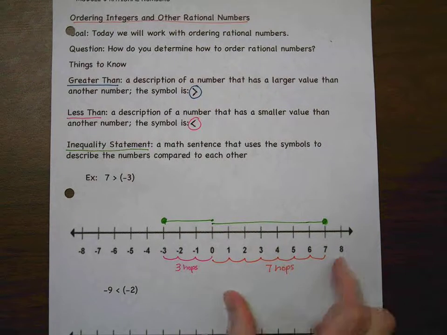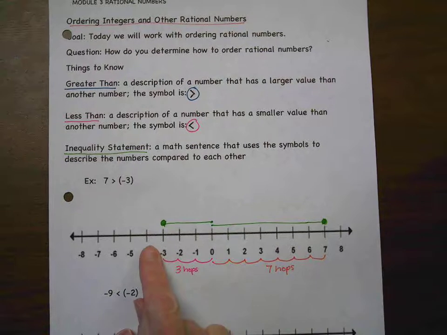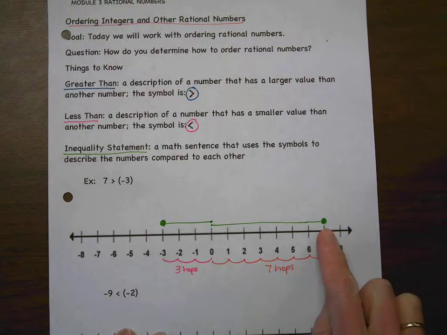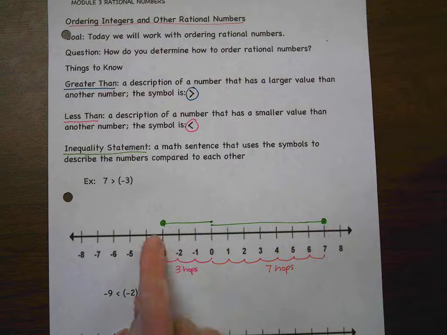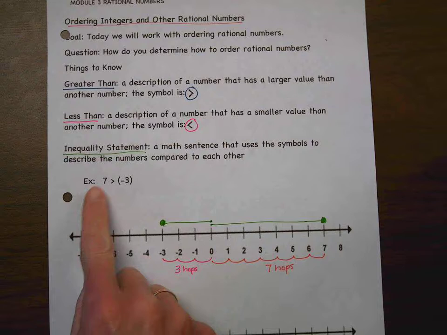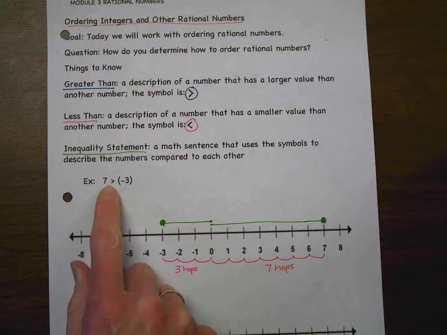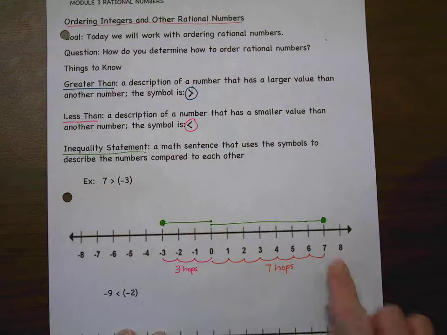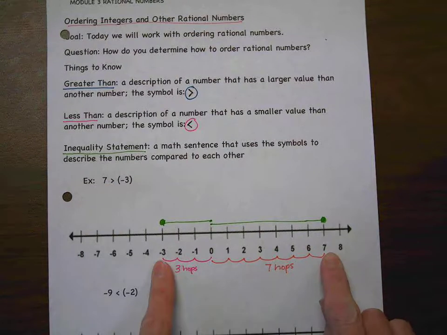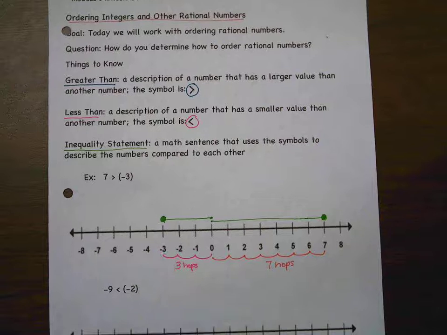And it's going in the positive direction, so this means the number is getting bigger. This means the number is getting smaller. So this number is bigger than that number, and it's very easy to see that on the number line. So this is a true statement: 7 is greater than negative 3. So if we were trying to figure out what inequality symbol sits in here, you're looking at 7, you're looking at negative 3, and you're asking which one is bigger. 7 is greater than negative 3.